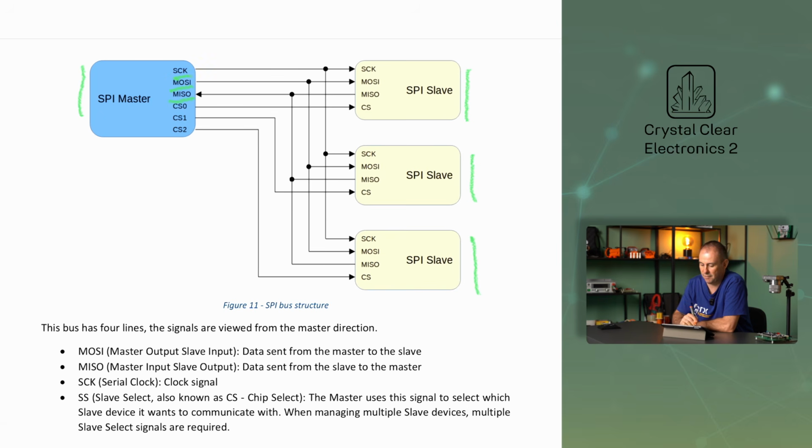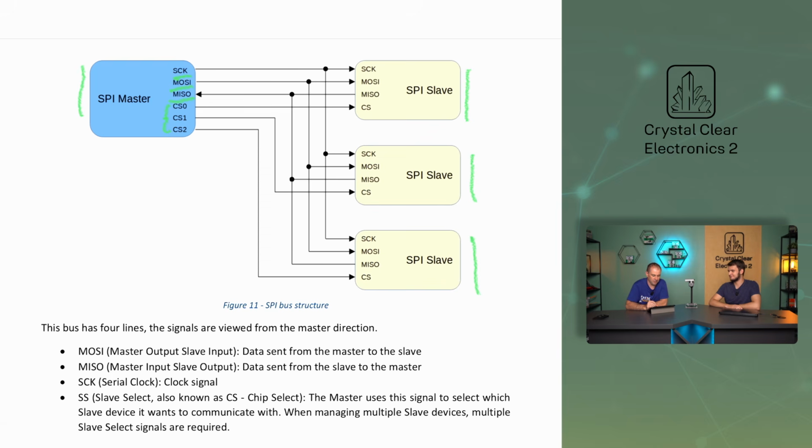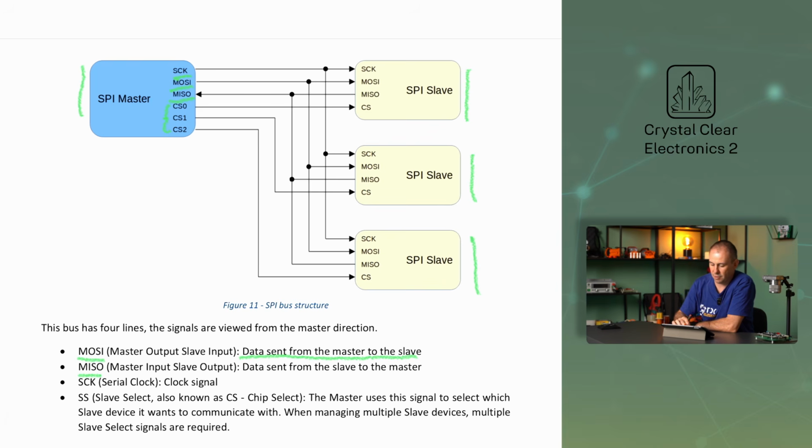Finally, each slave has its own enable signal referred to as SS, meaning slave select, or in some cases CS, the chip select. From the perspective of the master device, the roles of the 4 lines are as follows. In the case of MOSI, the data sent by the master to the slave is placed on this line. MISO contains the data sent by the slave to the master. SCK, or serial clock, is the clock signal. And with the slave select or chip select signal, the master selects which slave device it wants to communicate with. When handling multiple slave devices, multiple slave select or chip select signals are needed, as shown in the diagram.